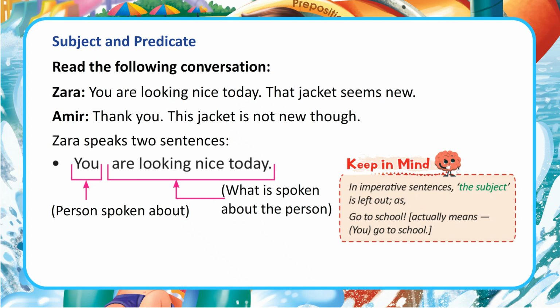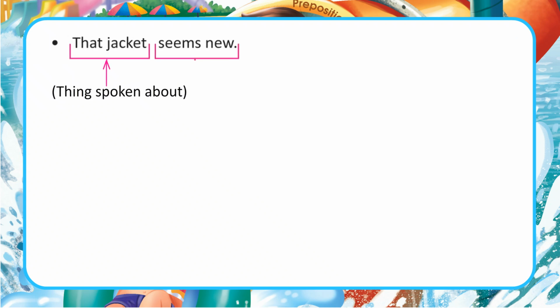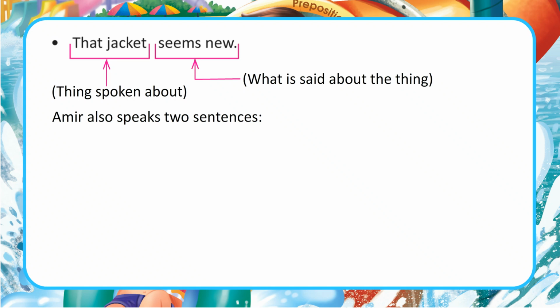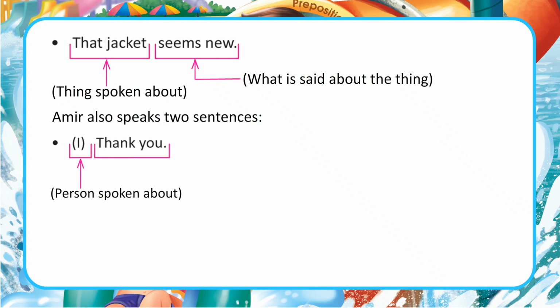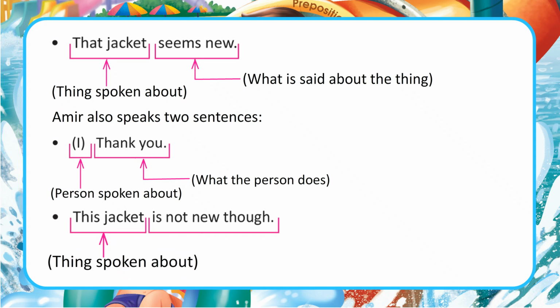Keep in mind, in imperative sentences, the subject is left out, as go to school actually means you go to school. That jacket, the thing spoken about, seems new. What is said about the thing? Amir also speaks two sentences. I, the person spoken about, thank you. What the person does. This jacket, the thing spoken about, is not new though. What is said about the thing?